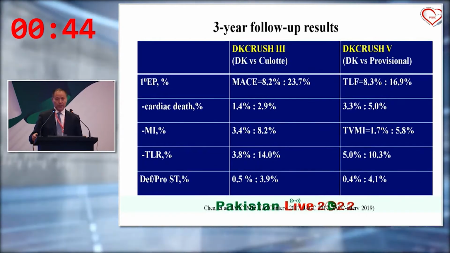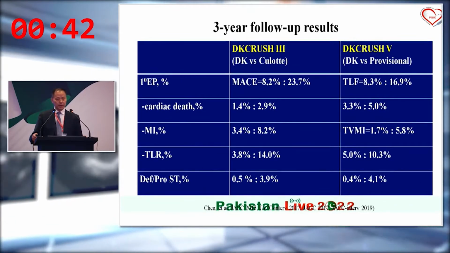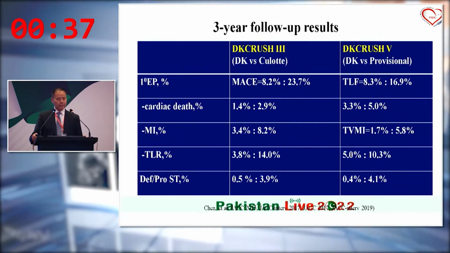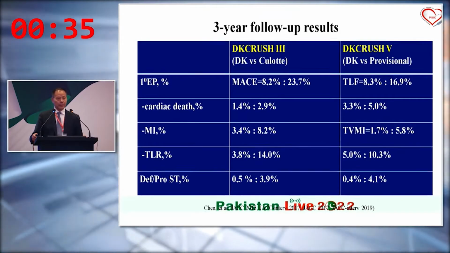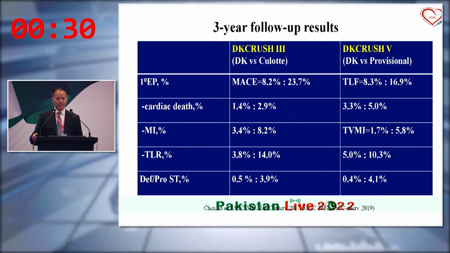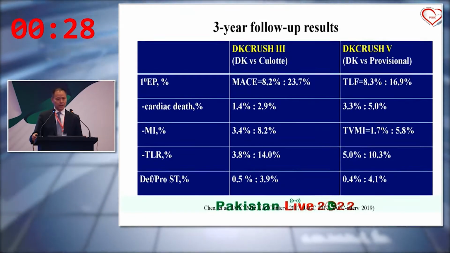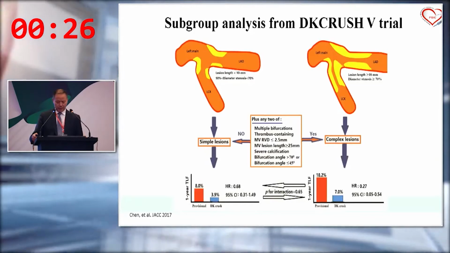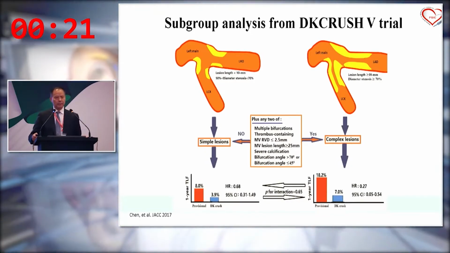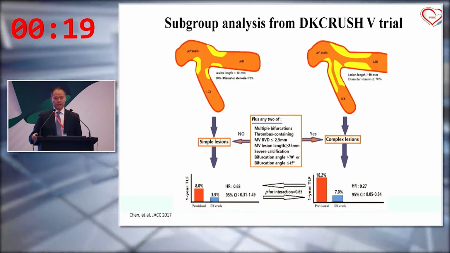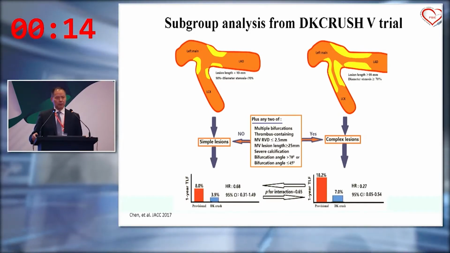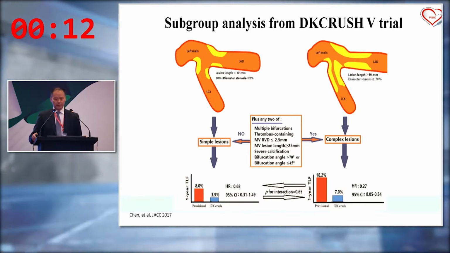Also, we performed subgroup analysis in a culotte group compared to the DK crush group. This finding was very similar to the Nordic trial, which reported a very high rate of stent thrombosis after 5 years of follow-up after the culotte stenting technique compared to the classic crush technique. So even so far, there is no consensus data to support which stent technique is best for distal left main. But I do believe, I do trust DK crush is the better one for distal left main complex bifurcation lesions.